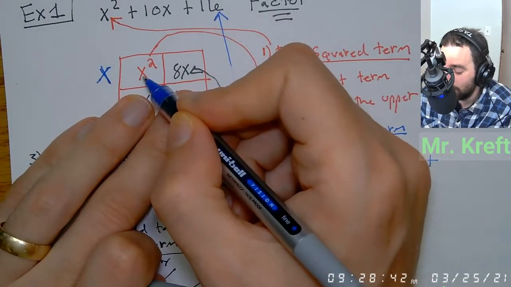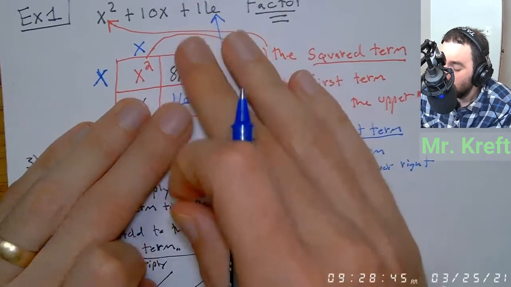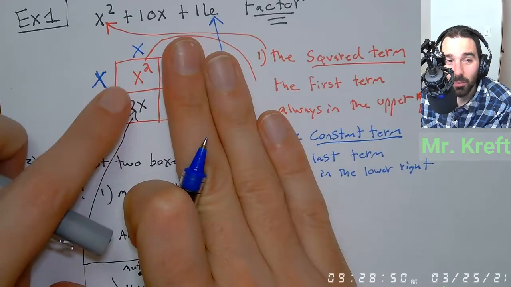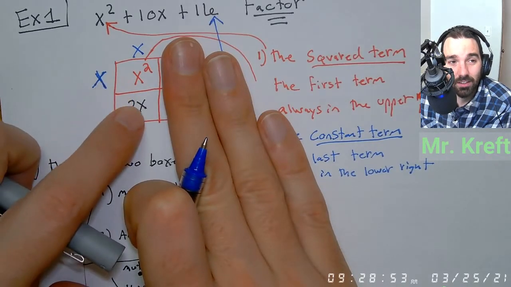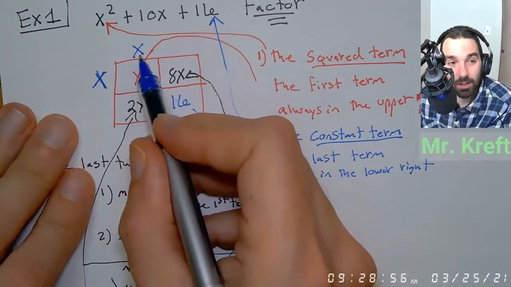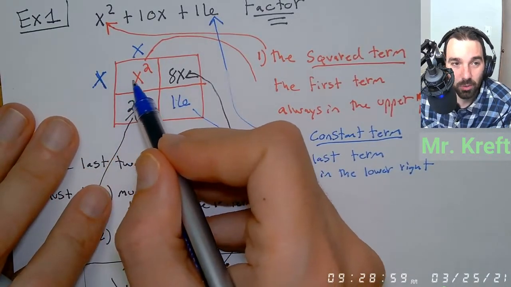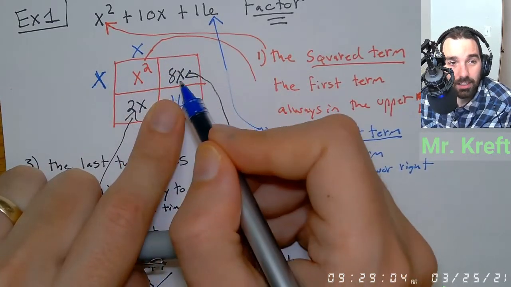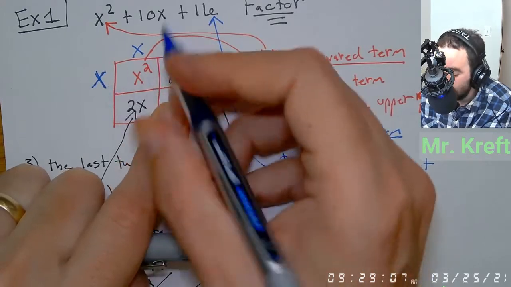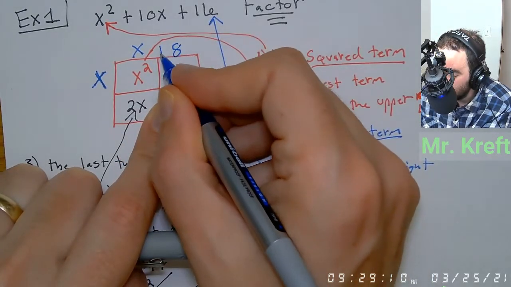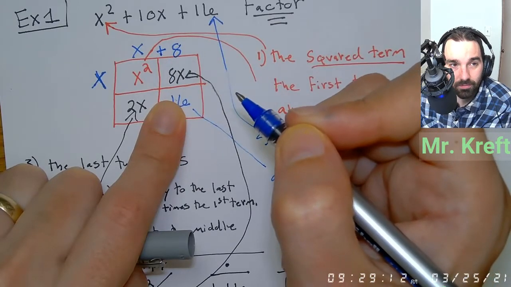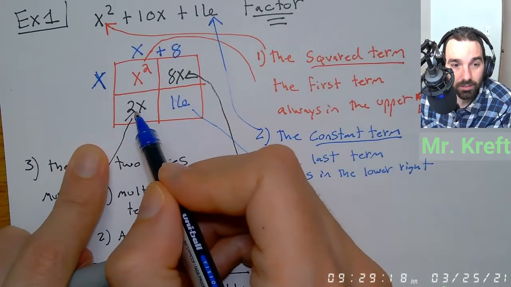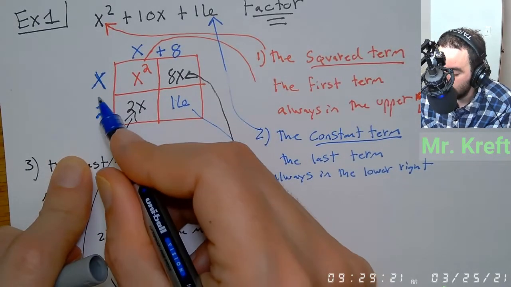What times x gives me x squared? Well, that would be another x. Or you could do the factory and say, what can I factor out of x squared and 2x? Well, I can only pull out a 1 here, and then I can only pull out 1x. So check it out. X times x is x squared. Okay? And then I can find the rest. I can say, okay, x times what gives me 8x? Well, I already have the x, so what I'm missing is the positive 8. And then I can do the same thing here. X times what gives me 2x? Well, that would be positive 2.